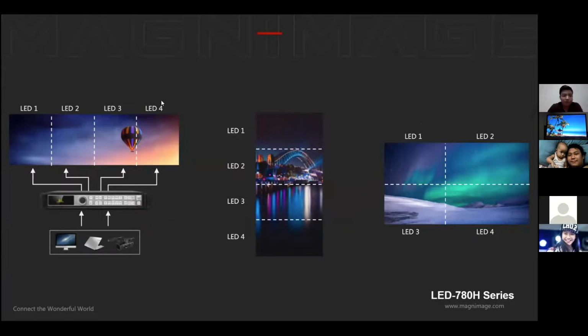From here, there's your design, horizontal and vertical, 2 by 2. If you have 4 sets of LED, LED 1, 2, 3, 4, you can use 1 item, 780, 2 mosaic. Even if the LED screen sizes are different, you can check it.